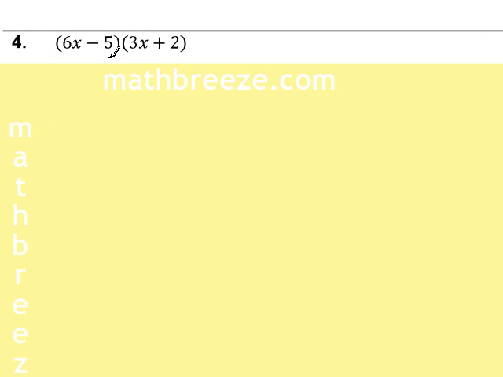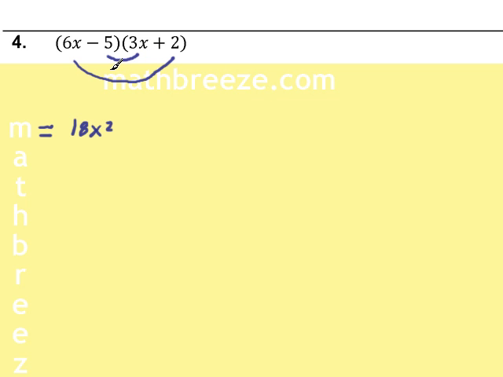Here's another binomial times binomial, another FOIL product. I don't like to draw all the lines across the top and the bottom. I like to draw just these two at the bottom for outer and inner, and first and last we'll just imagine. So first would be 6x times 3x, that's 18x squared.